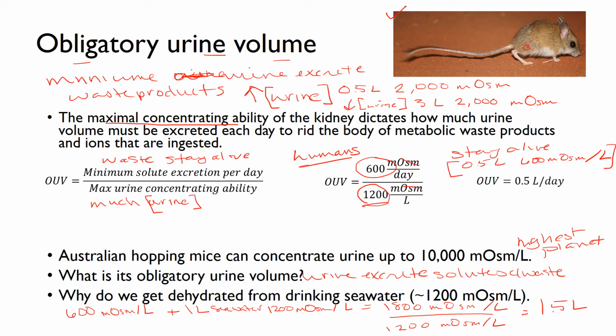Meaning, in order to excrete the minimum amount of waste products that you need to stay alive, plus all the solutes that you drank in that liter of seawater, you have to urinate out 1.5 liters. But you only drank 1 liter of seawater, yet you're going to urinate out 1.5 liters. Where does that extra half liter come from? Well, it's coming from your own body. It's coming from your own cells, from your fluids, from your brain, from your intracellular compartments.